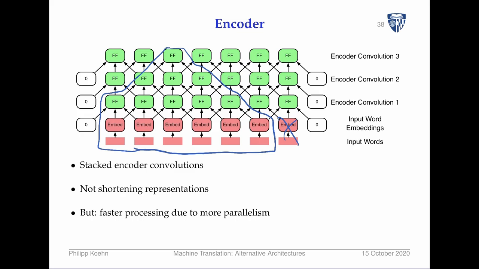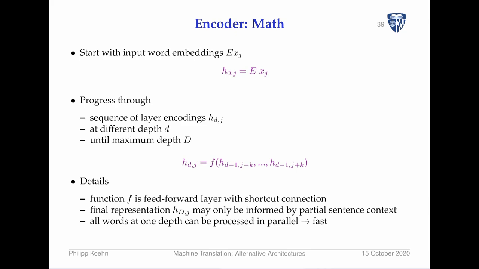So let's go over the math a little bit. We start with the input word representation, as before. We have our embedding matrix, and for each input word we look up the embedding. The x_j is a one-hot vector, and we pull out an embedding. This is now our zeroth layer representation of the jth word. Then we progress through various layers of convolutions, where the representation of word j in layer d is informed by the surrounding words in the previous layer, starting at word j minus k all the way to j plus k. That's the window, and k is the size of the window. The F is a feed-forward layer with shortcut connections, which allows us to skip layers, as we introduced in shortcuts and highways.